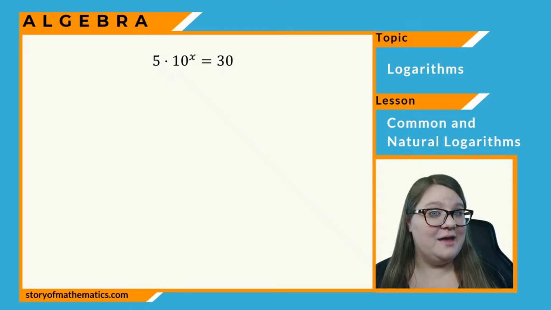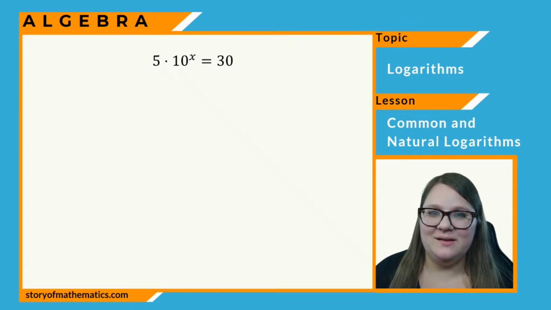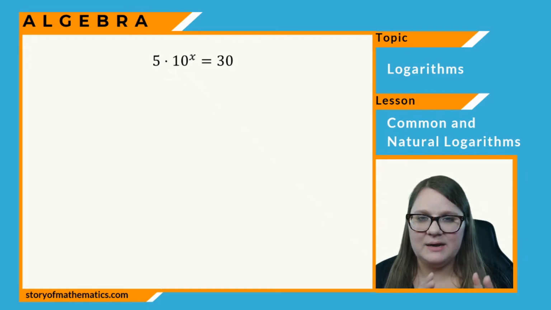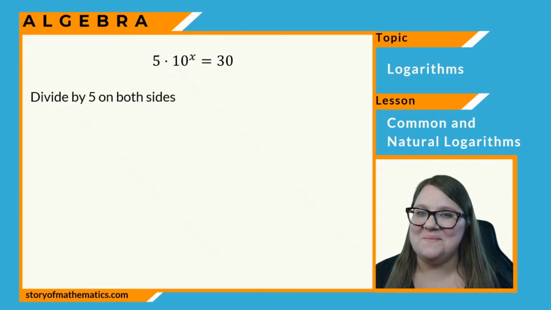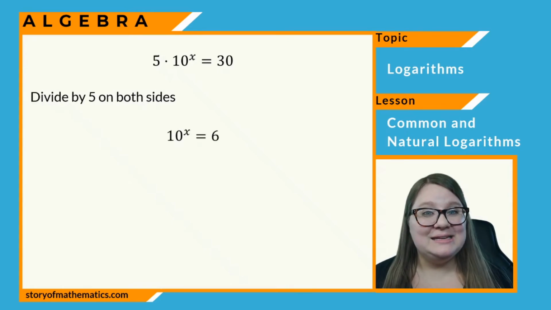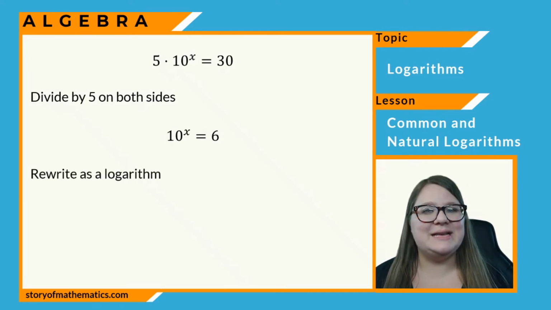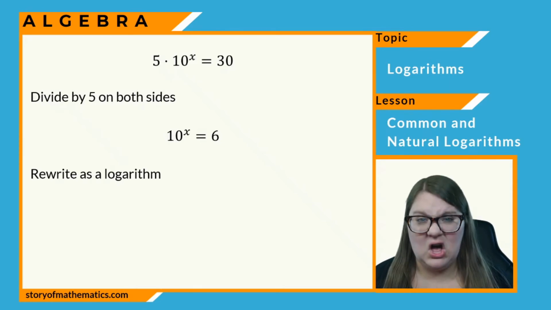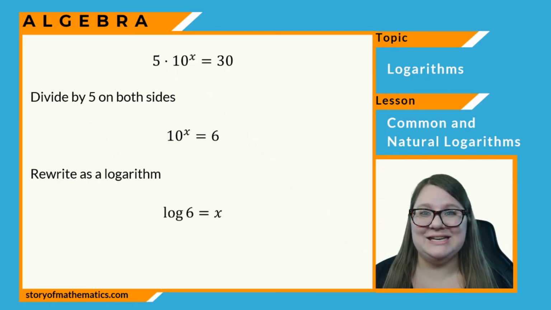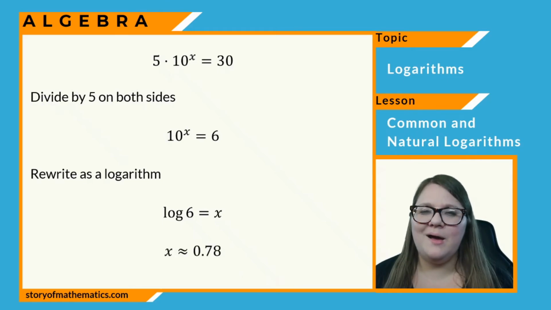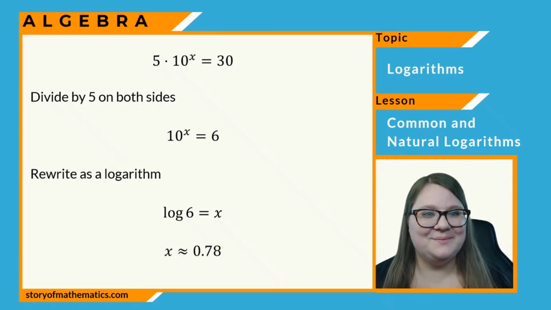Now, what if I gave you 5 times 10 to the x equals 30? Well, the first thing you need to do is get that exponent part by itself. So I'm going to divide by 5 on both sides, and that's going to give me 10 to the x equals 6. Now that it's in this format, I can rewrite it as a logarithm. Because it's log base 10, I'm just going to write log of 6 equals x. I type log of 6 in my calculator, and I find out that it's about 0.78.